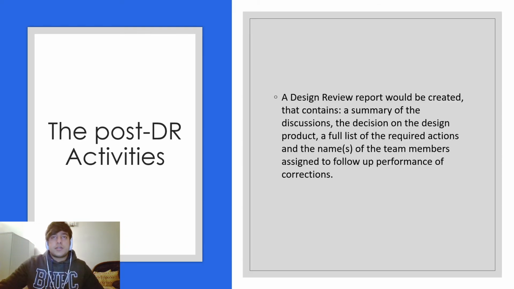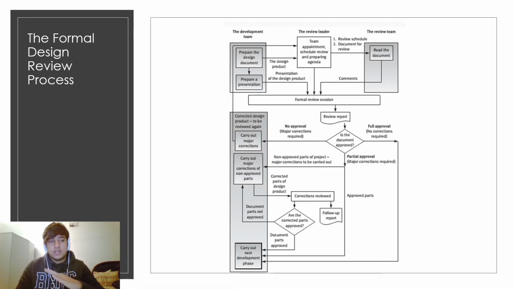Now, post DR activities. After the design review, what activities are done? Mainly one activity is done: a design review report will be generated. It will contain a summary of the discussions and the decision on the product, like full approval, no approval, etc. Also, it will write down the actions that are required, like what changes have to be done, and the names of the team members assigned to follow up on the corrections, to make sure that corrections happen. That is the post DR activities. It explains everything. And that is all about formal design review.